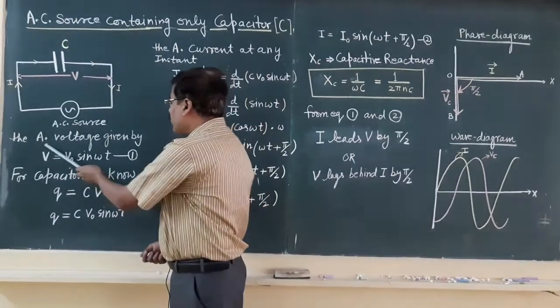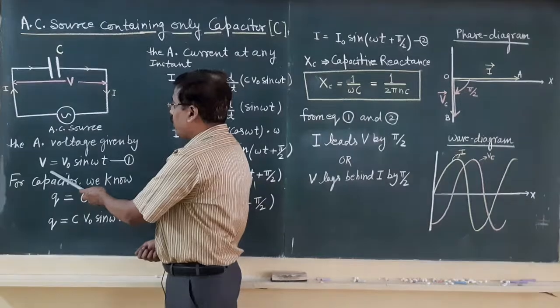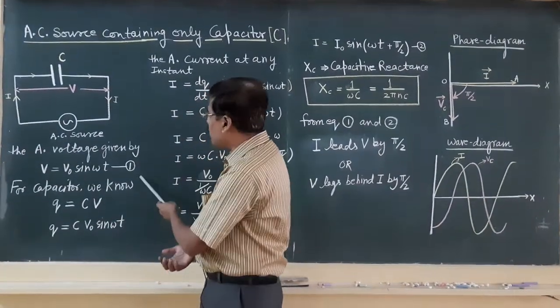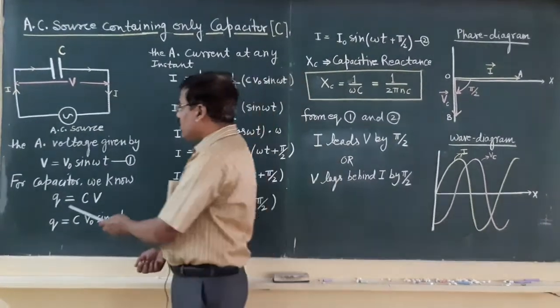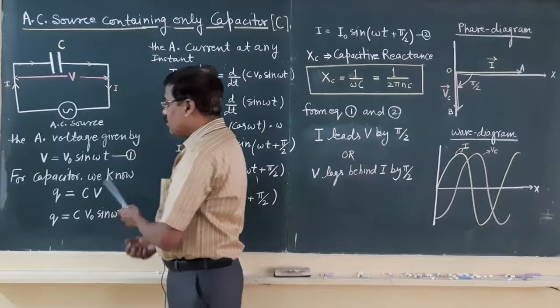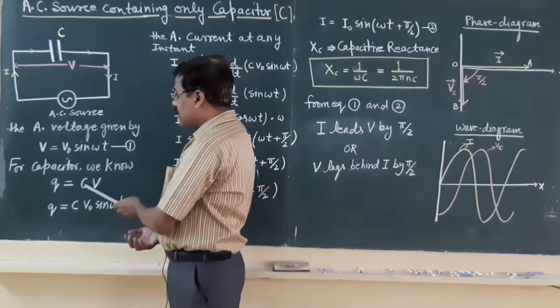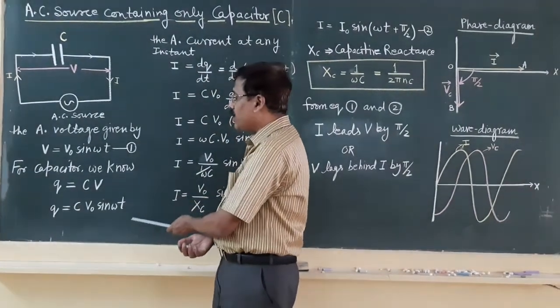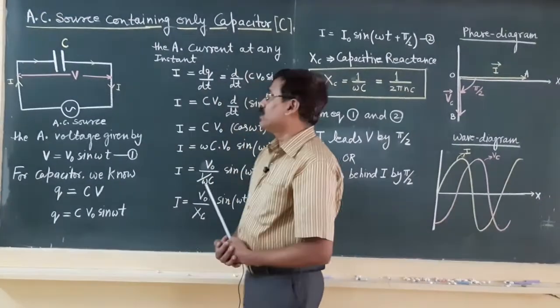So, the potential difference, the alternating voltage at any instant, is given by V is equal to V0 sin omega t, equation number 1. For a capacitor, already we know Q is equal to C into V, where Q is the charge, C is the capacitance and V is the voltage. If you use equation number 1, then Q is equal to C V0 sin omega t.